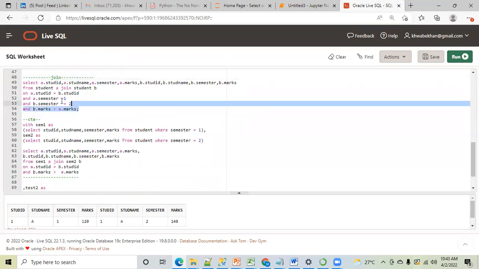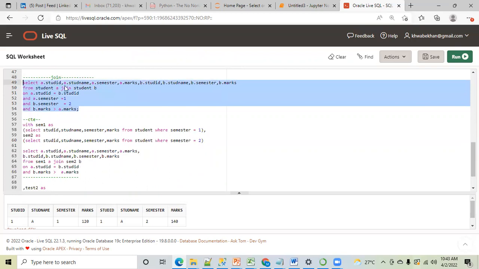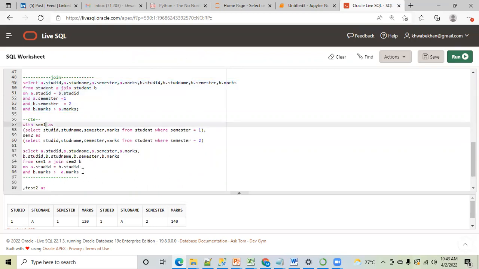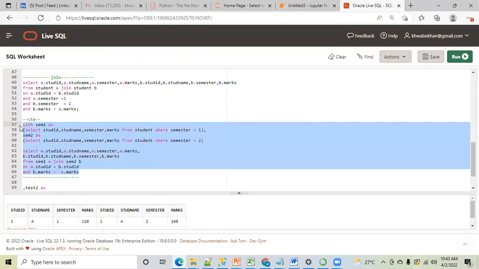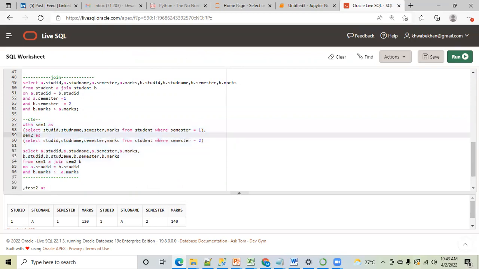So the same question we have done using join, and the same question we have done using CTE. Now I will tell you, with the help of CTE, if you read this, it becomes more readable. Readability is very good. Now why?